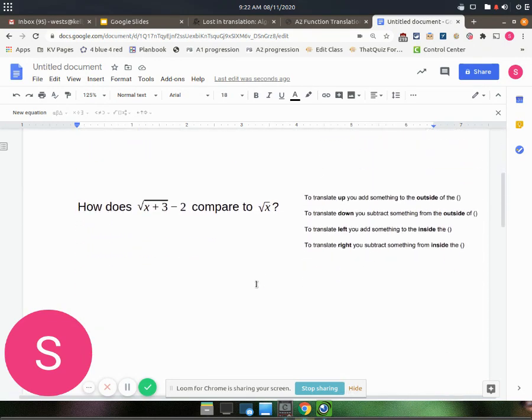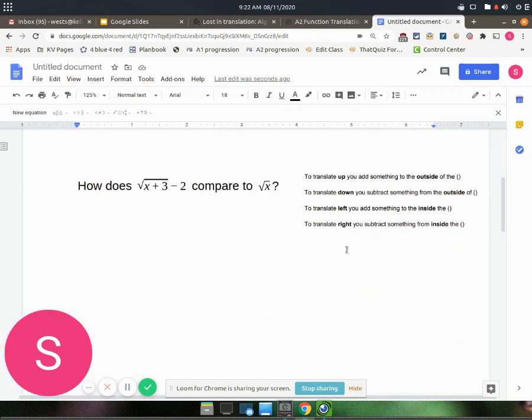Okay. All right, here we've got something similar. On the square roots, this would be the inside. That's like the inside of your parentheses. And this here would be the outside. So on the outside, they're moving it 2 units down. They're subtracting on the outside.